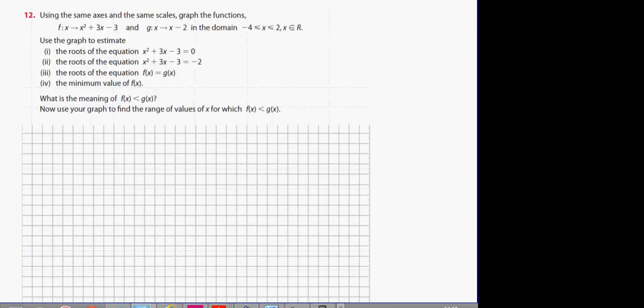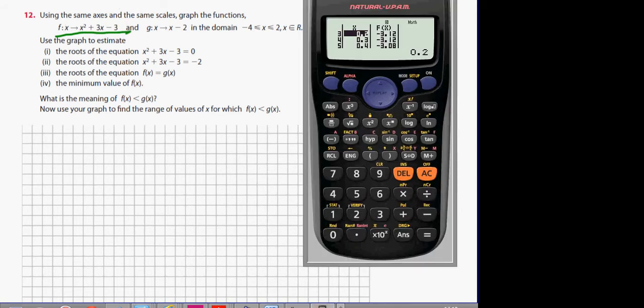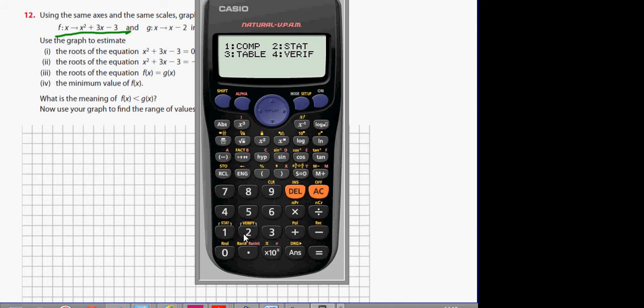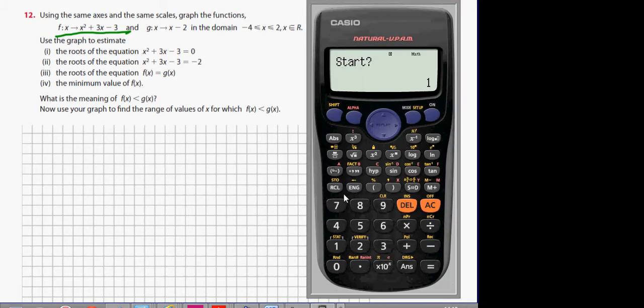Alright guys, once again, on the same axis and the same scales, graph the function f of x equals x squared plus 3x minus 3. Okay, so f of x equals x squared plus 3x minus 3. And it starts at minus 4, ends at 2, step of 1.